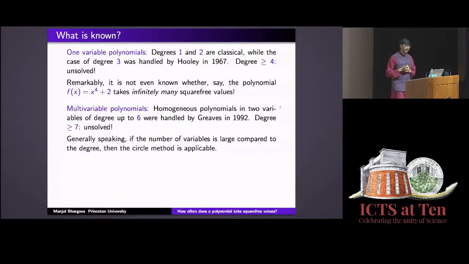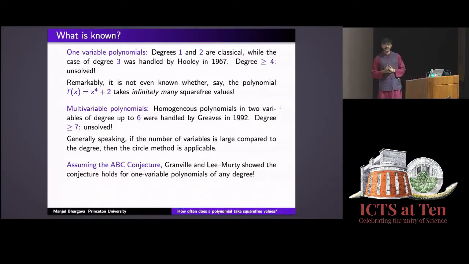So generally speaking, if the number of variables is huge, so if you have a polynomial in lots and lots of variables compared to the degree, then the circle method of Ramanujan and Hardy and Littlewood is applicable. So the only other case that's sort of understood, by the work of Ramanujan and the follow-up work of Hardy and Littlewood, is that if you have lots of variables compared to the degree, then you can actually prove the conjecture that the polynomial takes the correct density of square free values. And this really is all that's known on this problem.